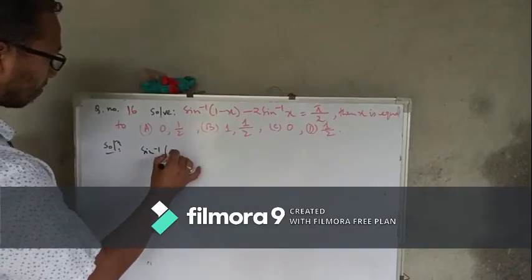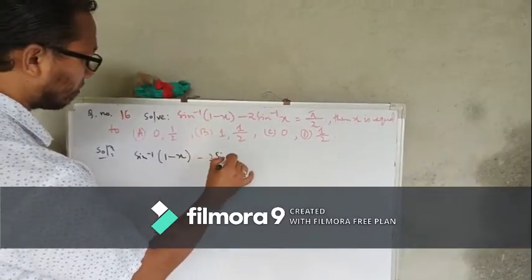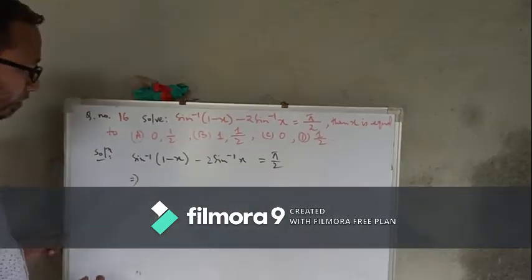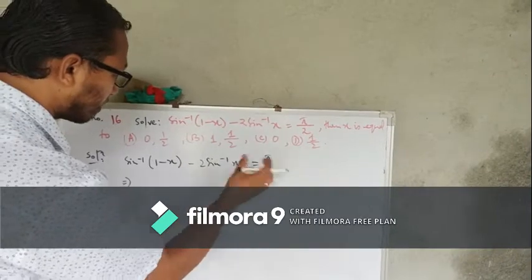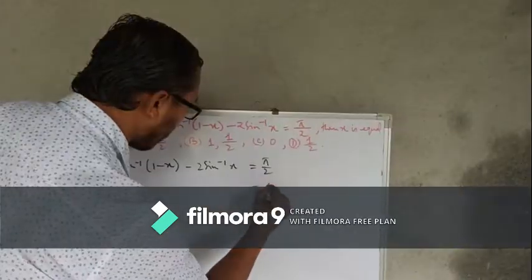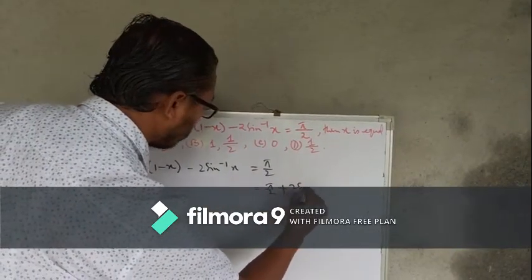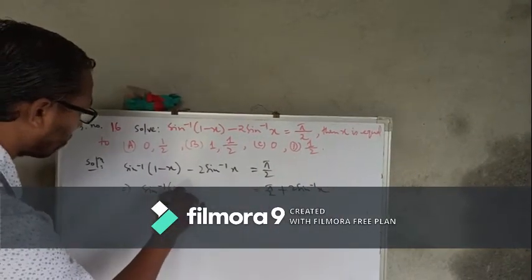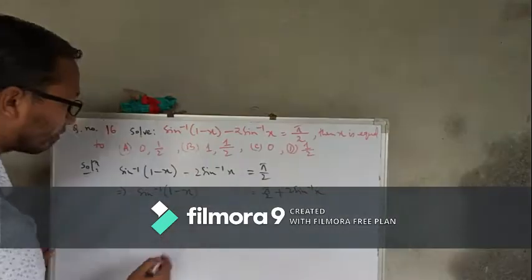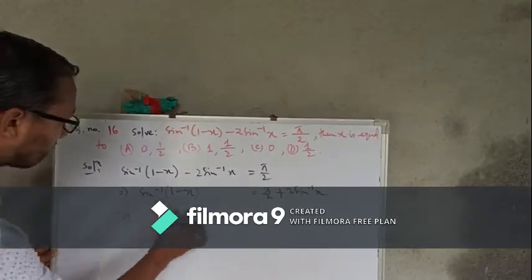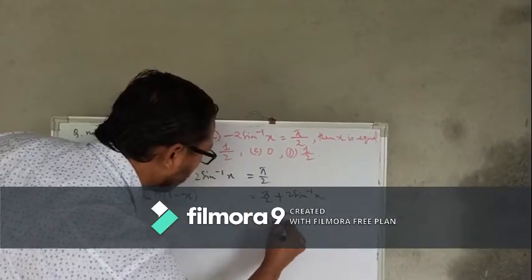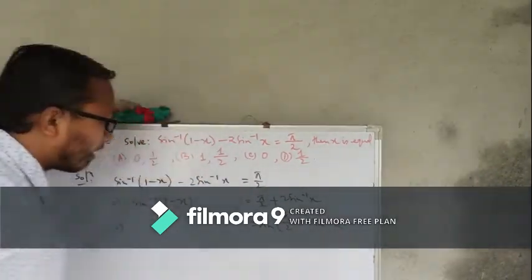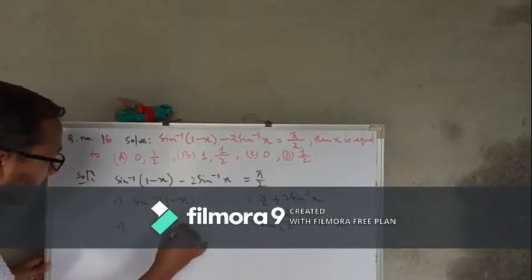Okay, sine inverse of 1 minus x minus 2 sine inverse of x equal to pi by 2. Let us transpose this part to the left side. So pi by 2 plus 2 sine inverse of x will be sine inverse of 1 minus x. Then let us take this sine inverse to the other side. So it will be sine of pi by 2 plus 2 sine inverse of x equal to 1 minus x.